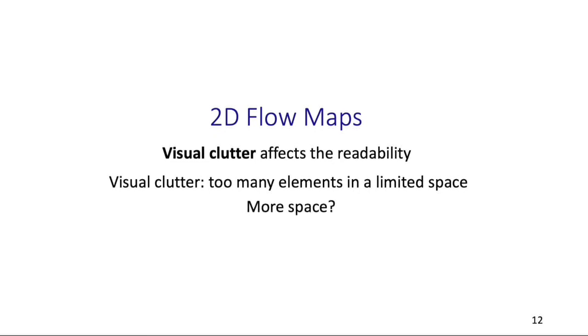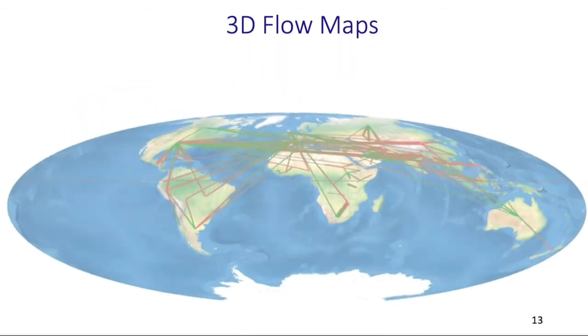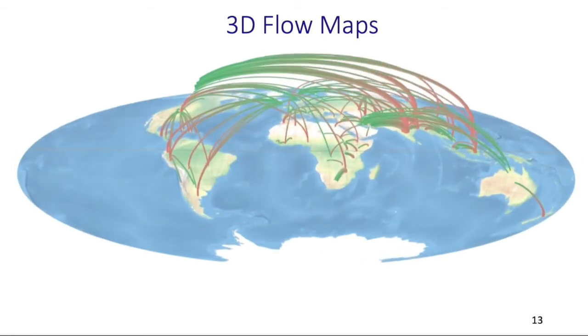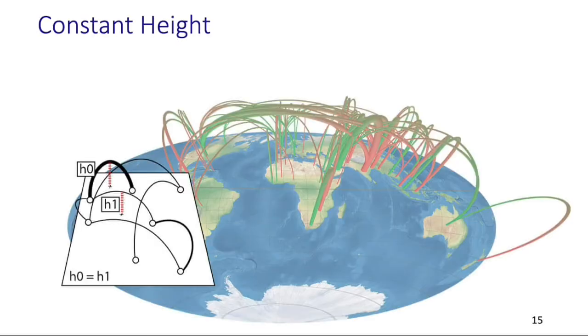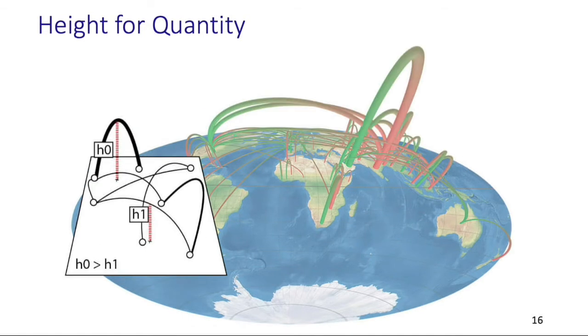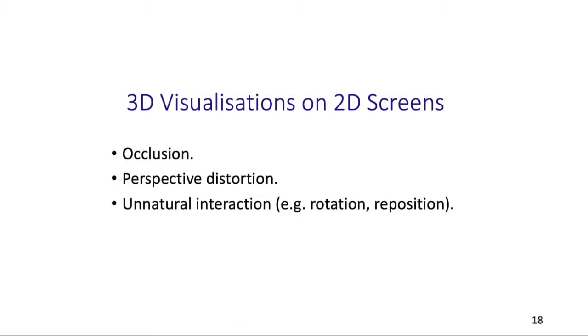So can we simply add more space to reduce the visual clutter? A natural thought is using the third dimension to add more space, like what we demonstrate in this video. However, what is the best way to use the height remains unknown, so we explore different encodings for height. First, the height can be all the same. Height can also present quantity, in which case it's a double encoding. Quantity can be read by either thickness or height. Height can also present distance. The faraway pairs will be on top, which we believe can better offset the flows.